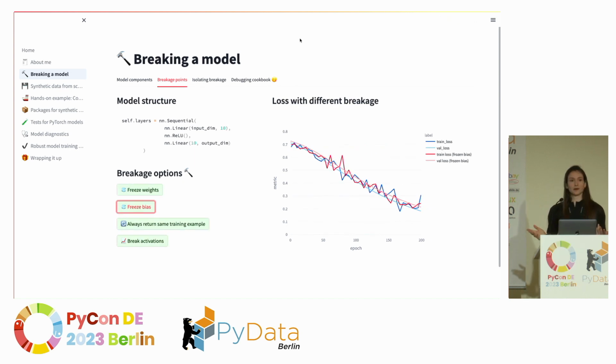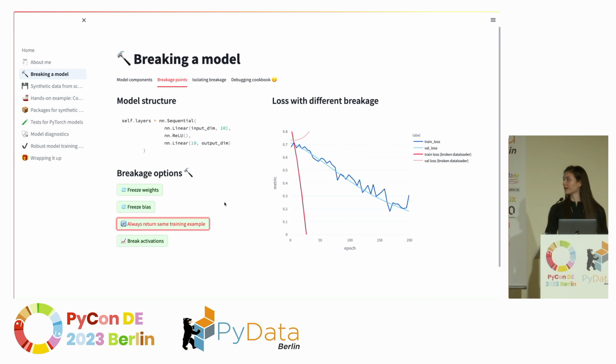Okay, actually we have a bug in our model, but our loss curves seem pretty good. So here already we run into some issues. We will probably not be able to see that there's a bug in our model from our loss curves alone. Let's break our data loader to always return the same training example. Okay, here we can already see something is going really, really wrong. The training loss is going steeply downwards and our validation loss upwards, so we're heavily overfitting on the training set here.